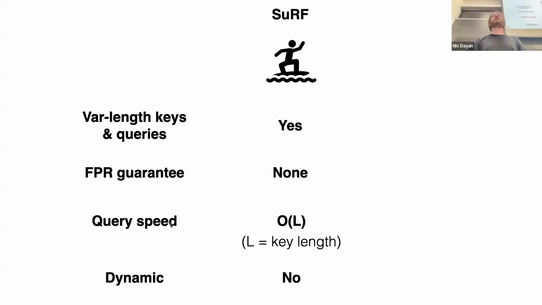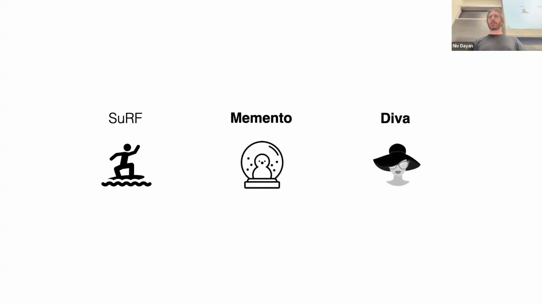What is the query speed? Query speed is going to be proportional to the length of keys, essentially, because you have to traverse the trie. And is it dynamic? Not really. It's stored as compactly as possible, so once you've constructed this, it's static. Okay, so that's the end of that part. And now we're going to be addressing these handicaps with the Memento filter and Diva.